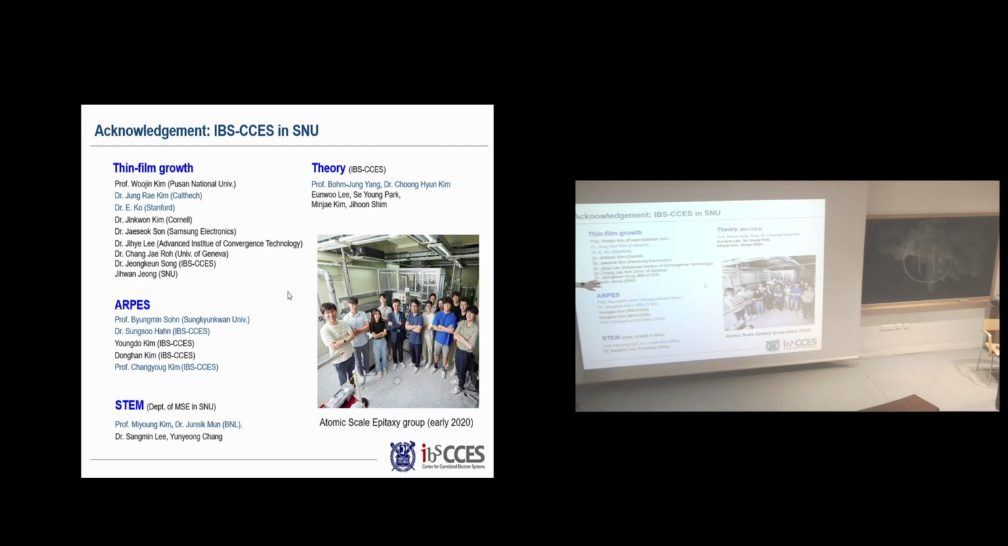They already have relatively good postdoc positions or industrial positions. So this is Jung-Rae Kim, who is at Caltech, and Eun-Gyo Ko, who is at Stanford, who did a great job in growing the high-quality films and the ARPES measurements. And Byung-Min Son did a great job in all this data, and recently got a job at Sungkyunkwan University under the guidance of Chang-Hyun Kim.